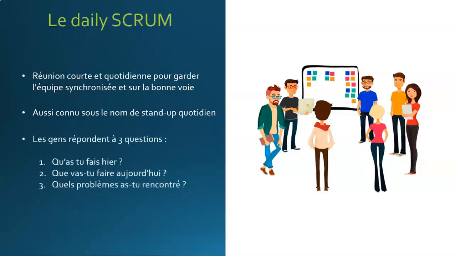During this meeting, you try to answer 3 questions. What did you do yesterday? What are you going to do today? What problems did you encounter? Each team member will answer these 3 questions. This daily scrum is therefore reserved for the team. The product owner will not be concerned by this meeting, only the team and the Scrum Master. That's it for the daily scrum.